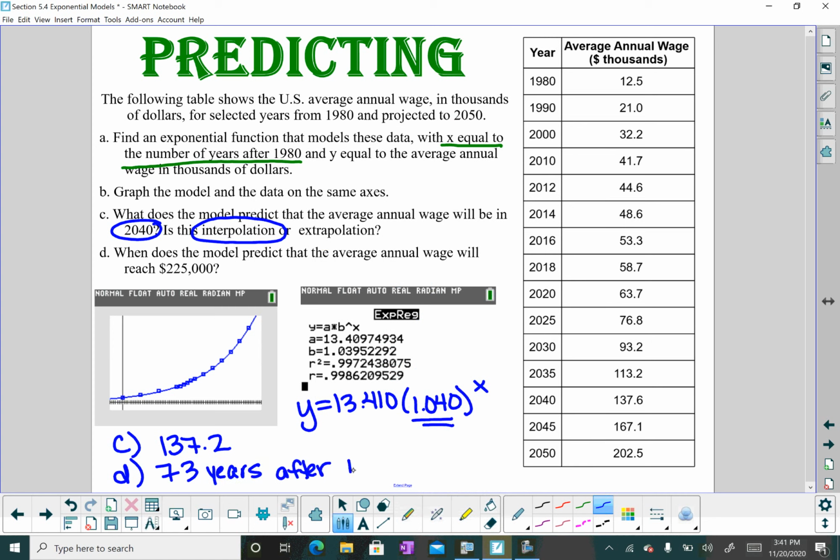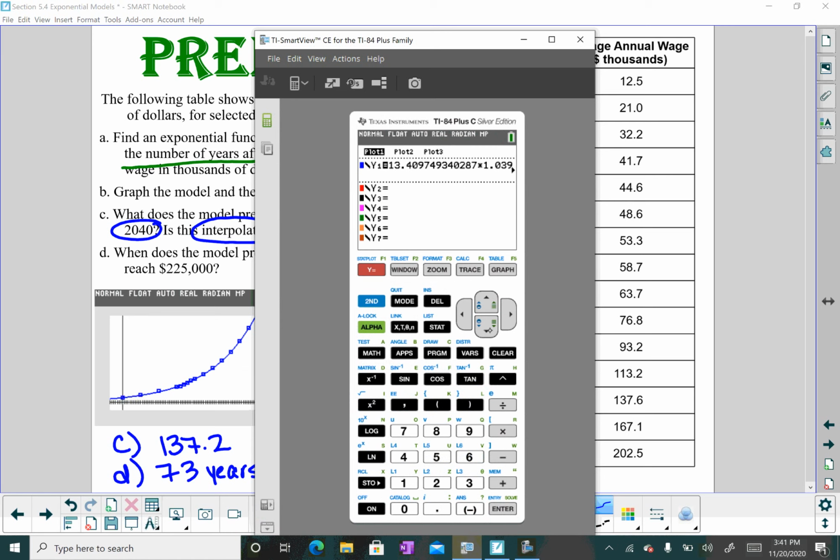after 1980, or that would be the year 2053. The other way to do this is in y equals, to put in 225 in your y2, and then you can see it's there, and then calculate the intersection, which we've done before. Second, calculate, intersect number 5, and then we just hit enter 3 times. And you can see again, we get 72.75, so approximately again 73 years is what we're looking for there.